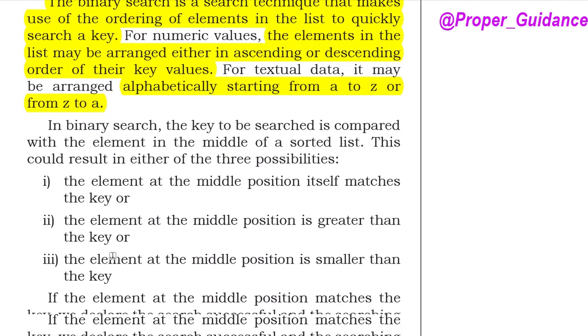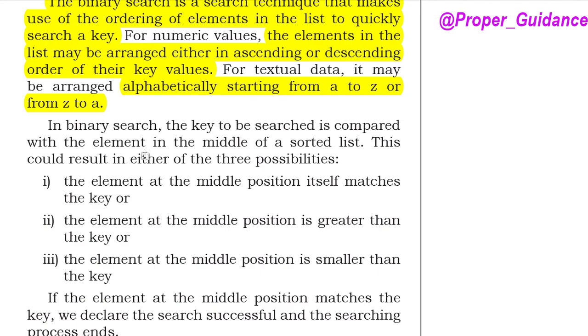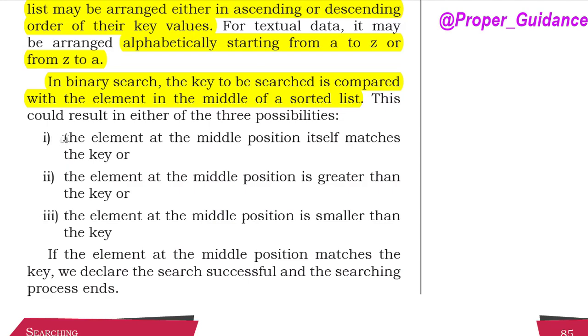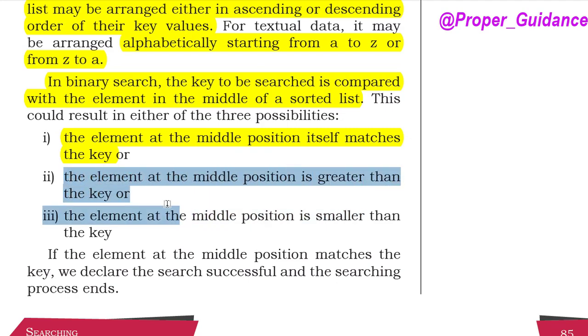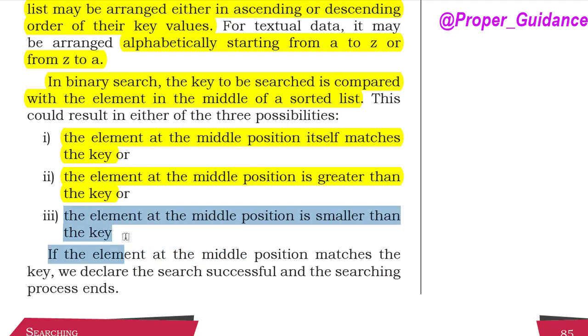In binary search, the key to be searched is compared with the element in the middle of a sorted list. This is for a sorted list, and it will check from the middle of the sorted list. This could result in either of three possibilities. First, the element at the middle position itself matches the key. Another, the element at the middle position is greater than the key, or the element at the middle position is smaller than the key.